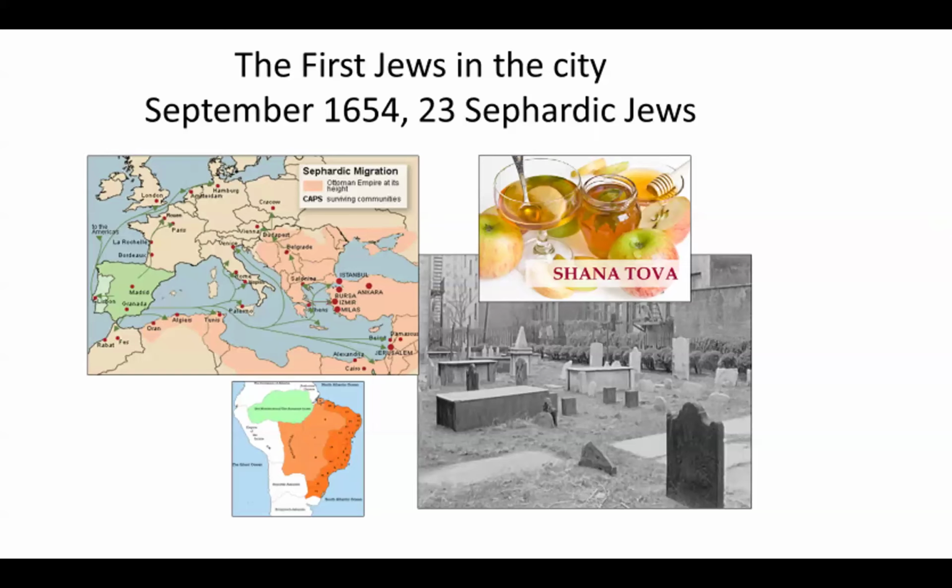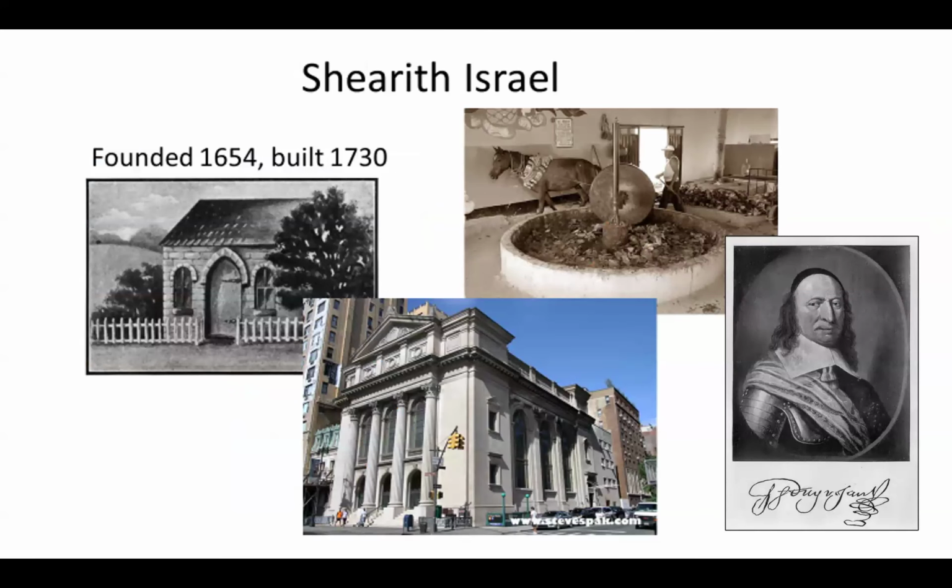And they found that New Amsterdam had some economic potential. The Dutch were relatively tolerant. And so they decided to remain in New Amsterdam and not go back to Holland. In 1654, they established an organization which later became the Shearith Israel Synagogue. But of course, they were very few in number, and many of them ended up disappearing or simply marrying into Dutch families and assimilated. But by 1730, they had enough Jews in Manhattan to build their first synagogue.